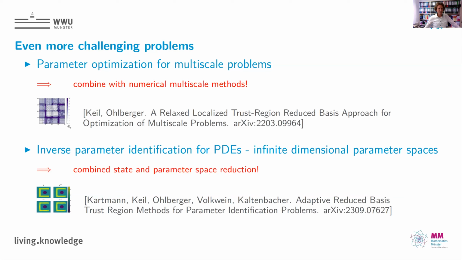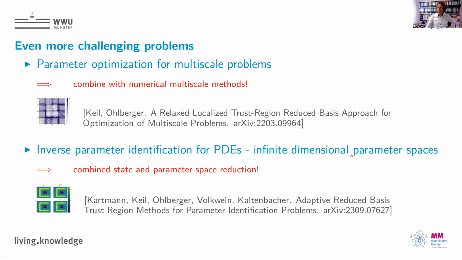And you see in the color here the number of basis functions locally in this particular example, which takes into account that the complexity in some parts of the domain is much higher than in other parts. And even more challenging is if you do not only deal with parameter identification with a limited number of parameters, but for instance with inverse parameter identification, where the parameter field is something like a diffusion field, and this is an infinite dimensional or very high dimensional parameter space.